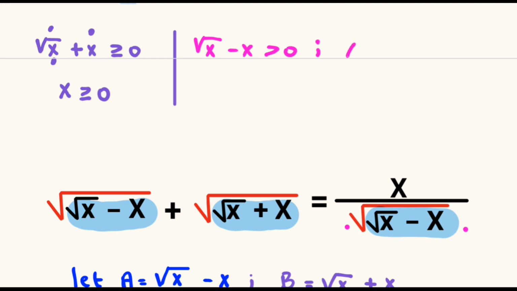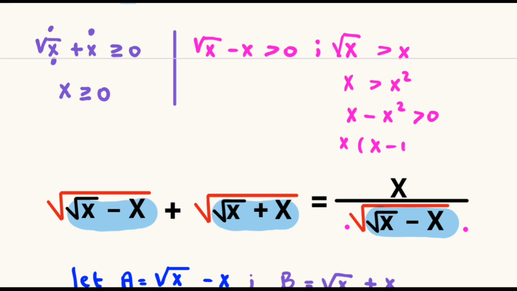We have the square root of x greater than x. Squaring both sides, we have x is greater than x squared. So our x minus x squared will be greater than 0. Taking out the x as our common factor, we have x times (x minus 1) is less than 0. So x would be an element from 0 to positive 1, but the 0 and the 1 are excluded.